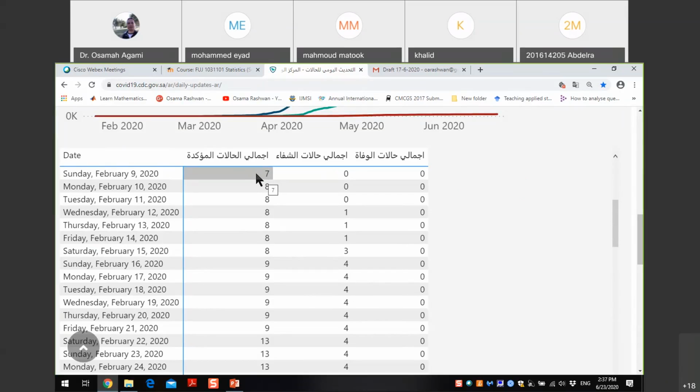Type 7, press equal to go to the next row. Type 8, press equal. Write the second 8, press equal. Write the third 8, etc. until you finish as you like. If you go for more, that's okay. Let's go for the 22nd of February, right? Once you finish, let me know.